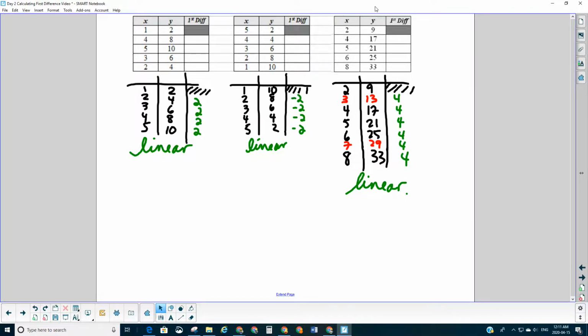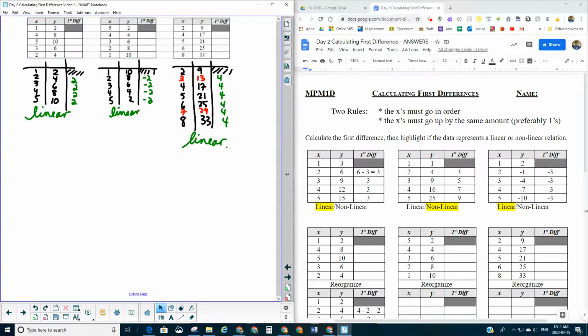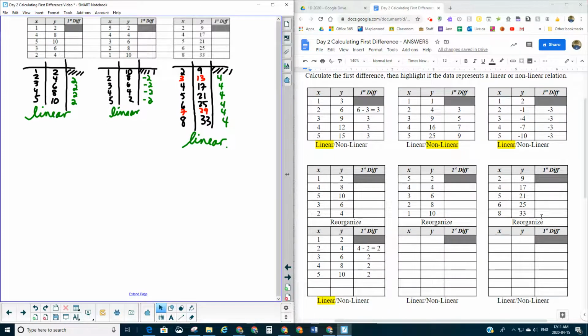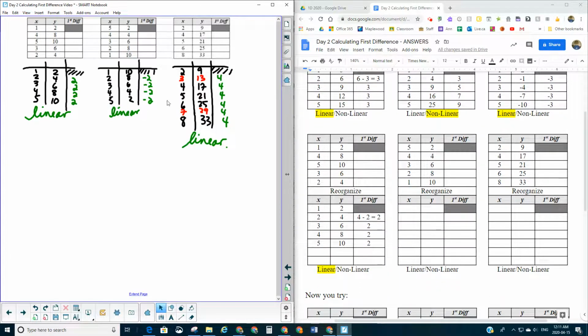Now, let's go back to our chart and fill in these second ones then. So, the first example here, I've already done for you. We took this, which was all unorganized, reorganized it down below, and saw that the difference was 2, and so it's linear.